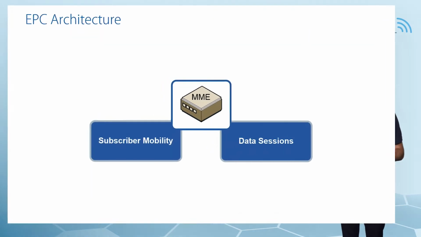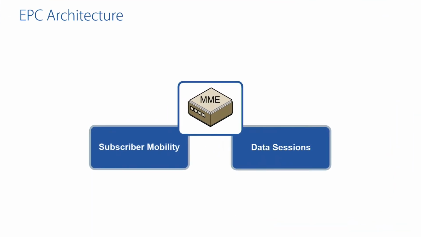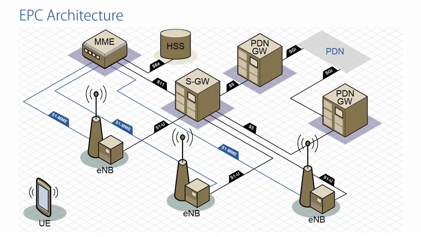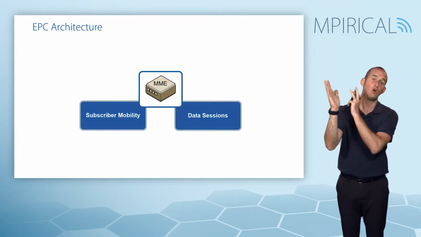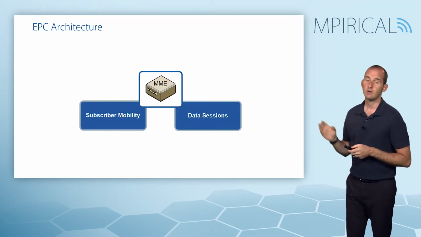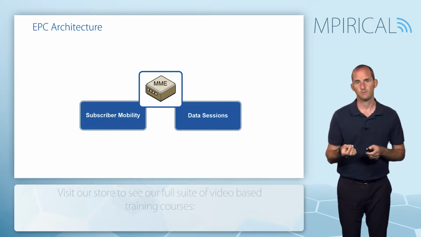So when you are in an idle mode, the MME, in terms of subscriber mobility, will know the tracking area that you are currently in. And as soon as you get into a connected mode where you are actively talking to the network, the MME will know the cell that you're currently in.